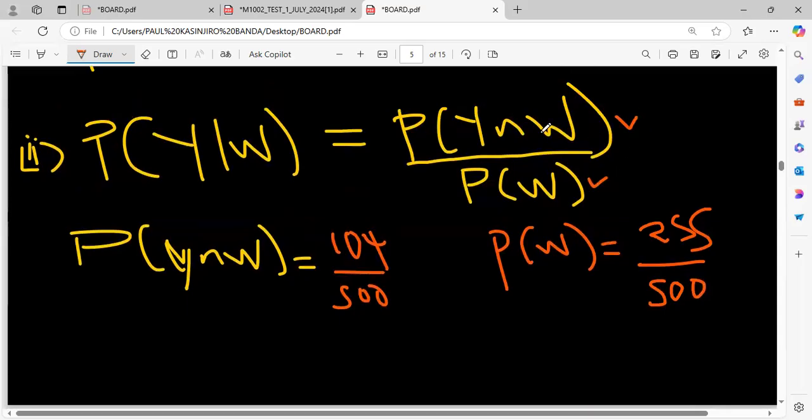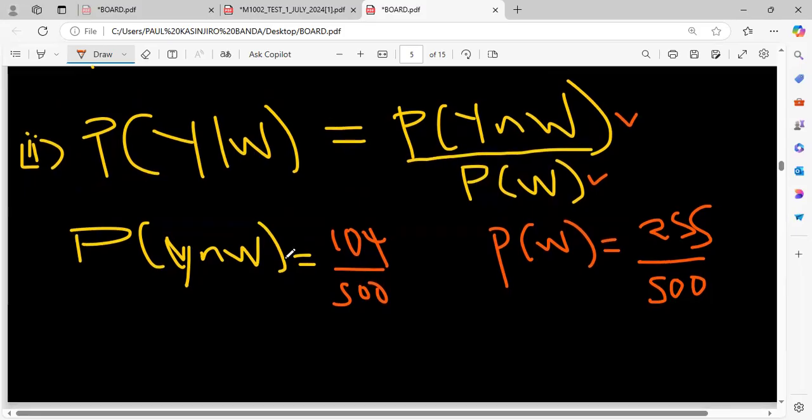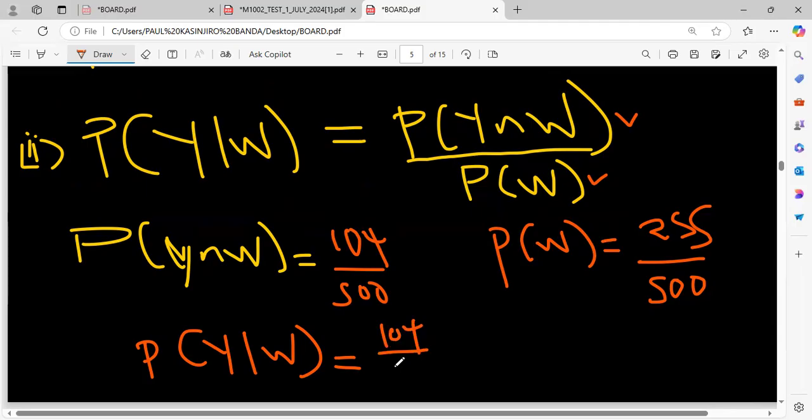Okay, so now we have this probability and that probability. We can substitute them into this formula to find the probability that it is yes, given that it is a woman. So the probability of Y, given that it is a woman, is just equal to the probability of this guy, which is 104 divided by 500, divided by the probability of woman, which is 255 divided by 500.